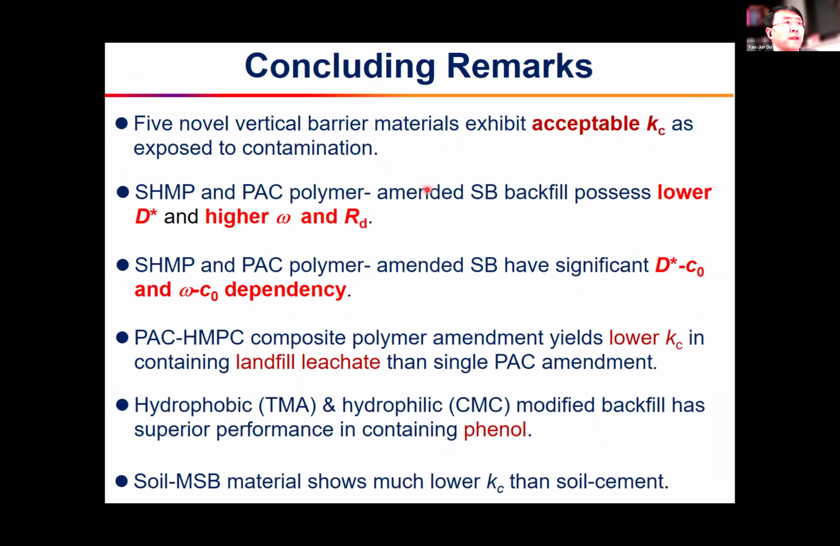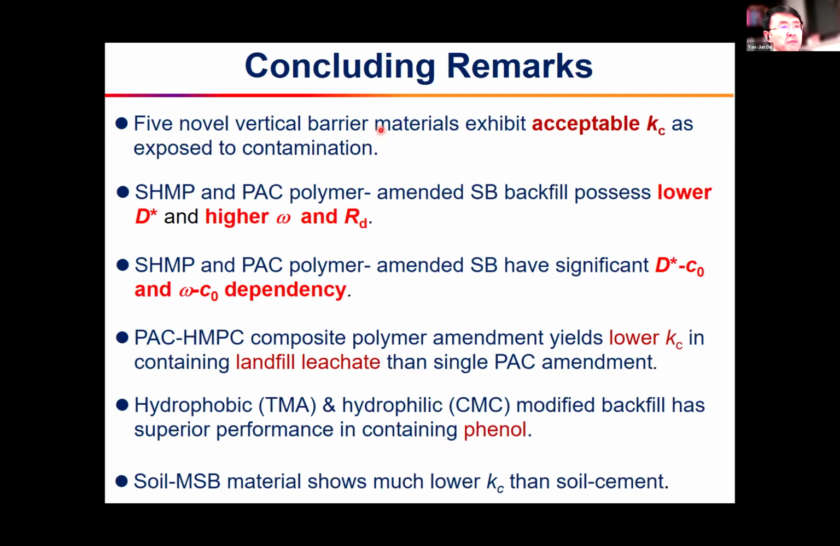So, moving on to the concluding remarks. 5 novel vertical barrier materials exhibit acceptable performance when exposed to contamination. The SMP and PSC polymer amended SB backfills possess lower D' and higher omega and Rd than the unamended backfills. The SMP and PSC polymer amended SB backfills have significant D' and C0 and omega C0 dependency.